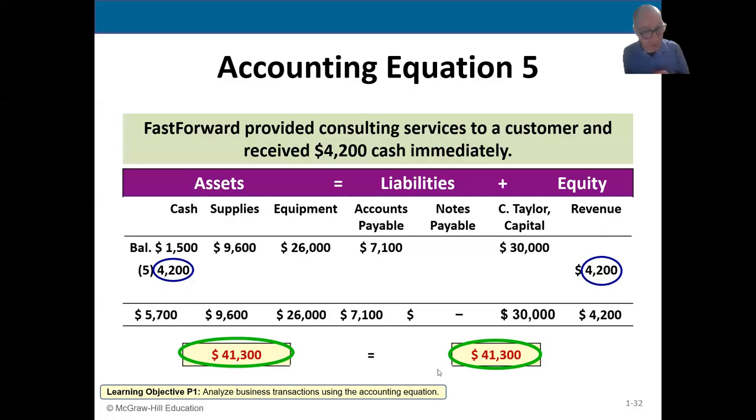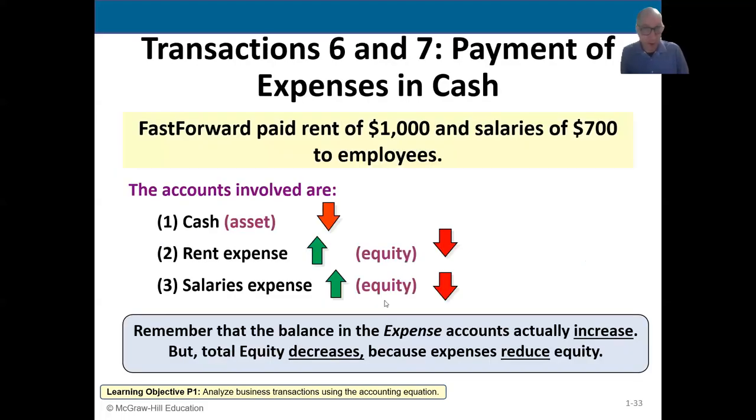Assets, $41,300, plus liabilities and equity, $41,300. Yeah, we're getting there. Next transaction.